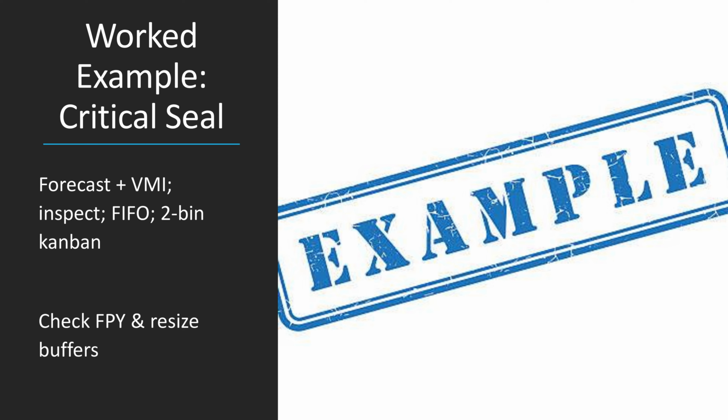Let's discuss outcomes. The line avoids stockouts, scrap drops due to better handling, and cash exposure is controlled through the buffer and kanban sizing. This shows how procurement, stores, and inbound logistics directly support conversion.